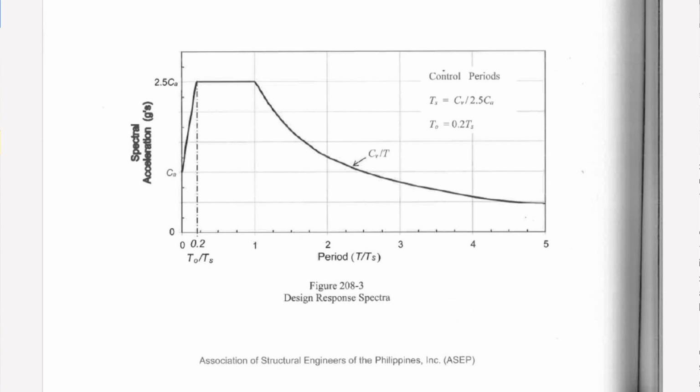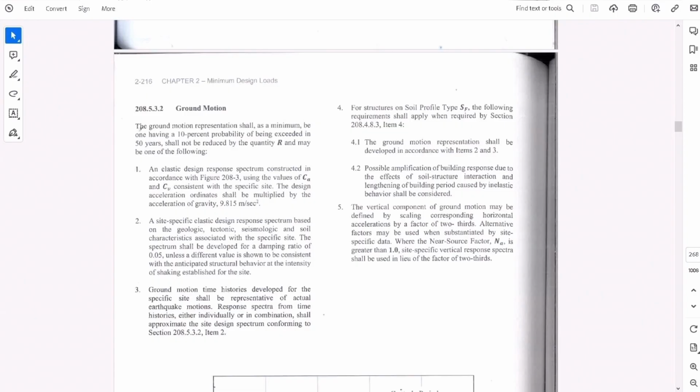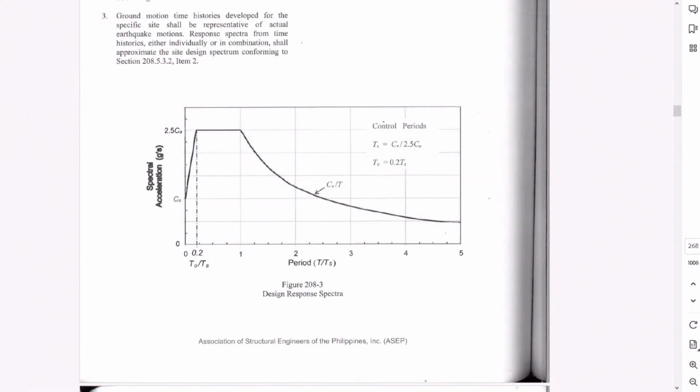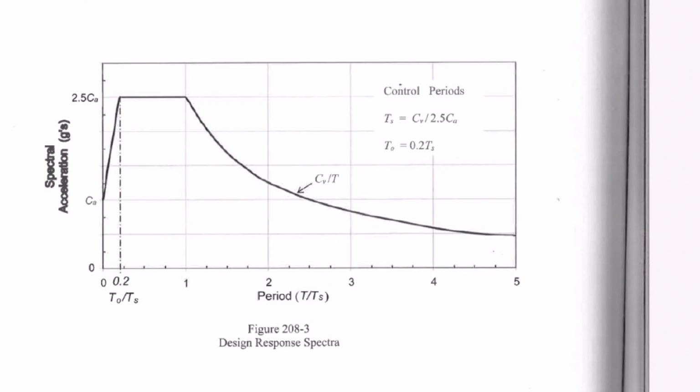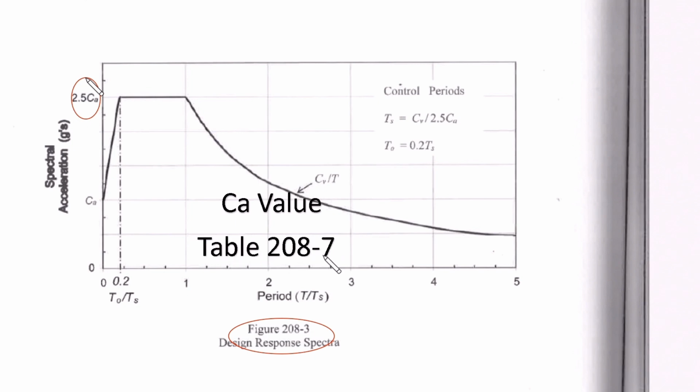Itong smooth design response spectrum ay naka-base lang din yan sa previous earthquakes na nangyari na sa isang lugar, at naka-base din sa soil classification. So kung titingnan natin ang NSCP code section 208.5.3.2 sa figure 208-3, yan pa yung response spectra na galing kay UBC 1997. Ang spectral acceleration dito sa graph na ito is a function of soil strength. So kung makikita natin dyan, ang bawat lugar sa Pilipinas ay may iba-ibang CE value. So bawat pagbabago ng CE value ay may pagbabago din sa response spectrum curve. So makikita ninyo ang CE values sa NSCP table 208-7.